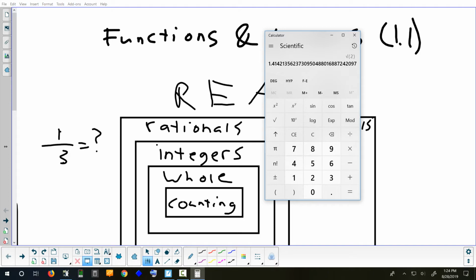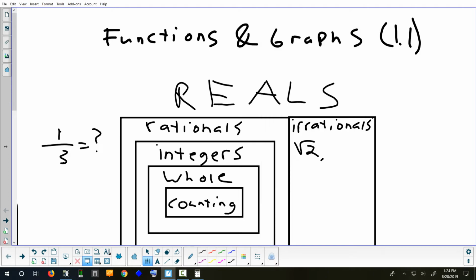Now, pi is another number that they think is irrational, at least as far as we've calculated. There's no real pattern to it, so they think pi is irrational. I'm not sure how to actually prove that one. So together, you take all the numbers you can write as fractions, all the numbers that you can't, and that gives you real numbers. That's algebra 1. Everything you study in algebra 1 is a real number.